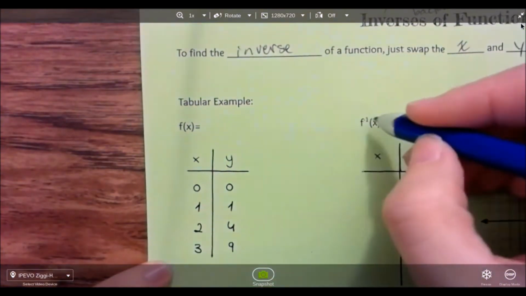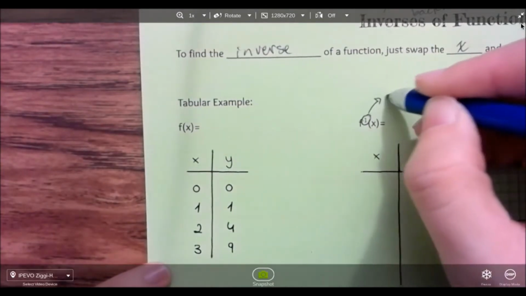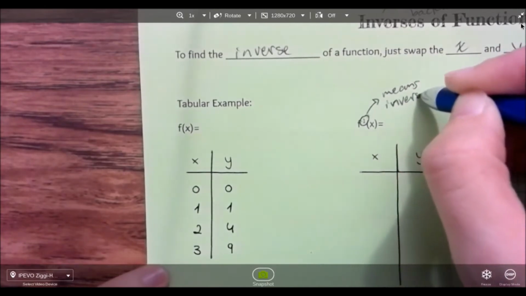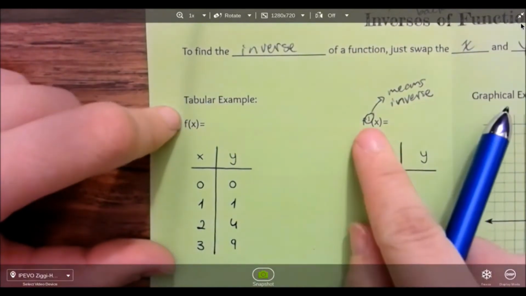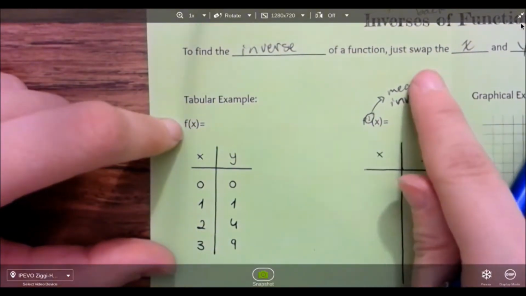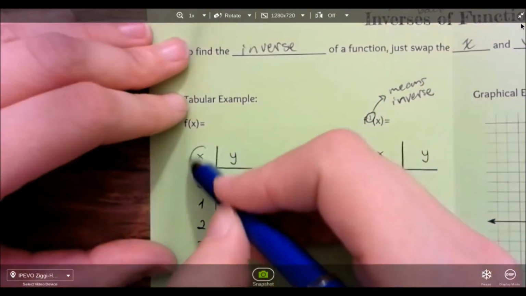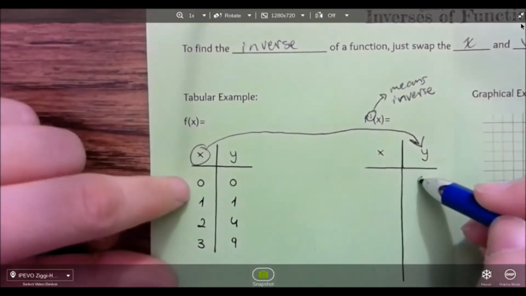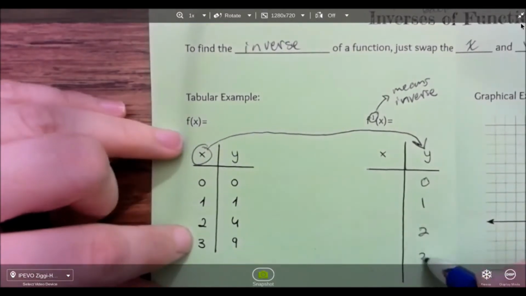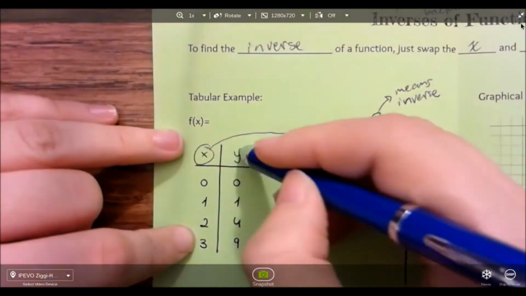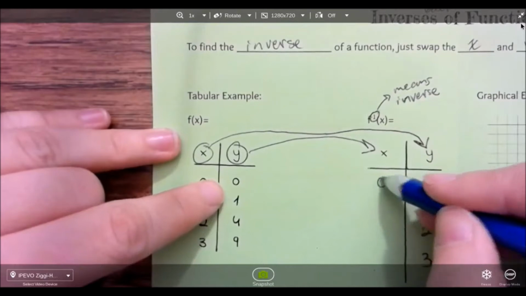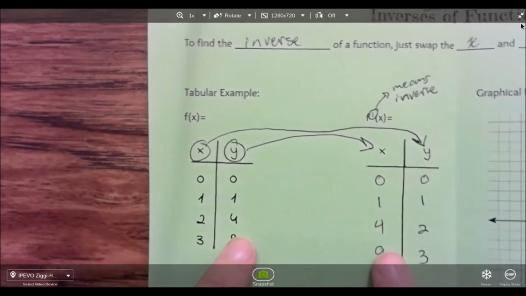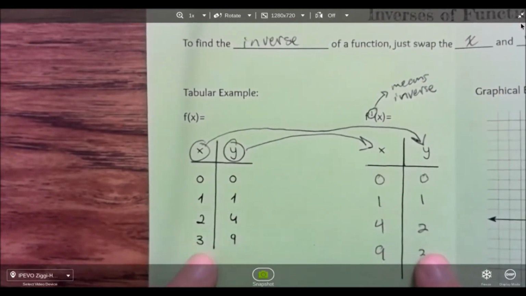So to find the inverse, and this -1 means inverse. So if I have f of x and I want to find the inverse of f of x, I'm just going to swap the x and the y. So my x's become the y's of my new inverse. So I'm going to go ahead and write those in. And my old y's become my new x's. Okay, so there's my old y's, new x's, and my old x's, new y's.